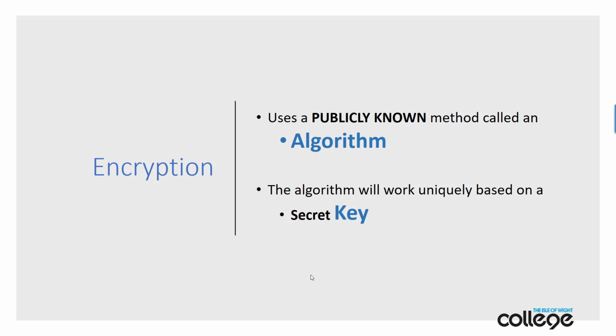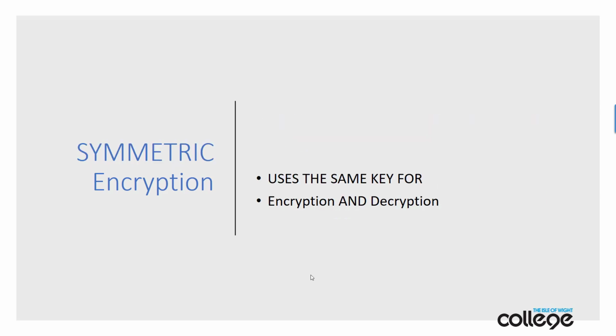So what is encryption? Encryption always uses two things, an algorithm and a key. The algorithm is publicly known. People have spent a lot of time developing it in universities, in big companies, in Microsoft and so forth, in Cisco. They spend a lot of time developing algorithms. The algorithm will work uniquely based on the key that it is given. Those are the two things that you would have in any encryption process.